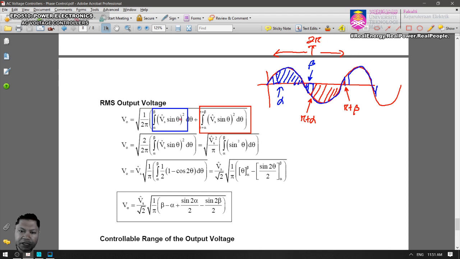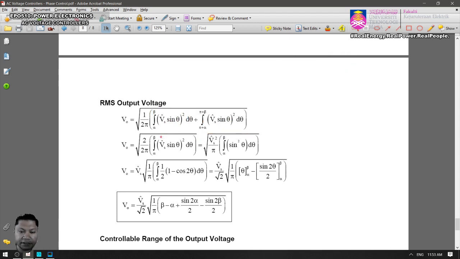Now you can put it as 2 pi. So this is the first integration, and then you have the second integration, V peak squared sine squared theta. Since it is a similar integral, you can combine them, so it becomes 2. It is sufficient to only evaluate one integral, and then you have twice of that. So that gives you that. Finally, you find that the RMS of the output voltage equals V peak over 2 square root 2, times the square root of 1 over pi, bracket beta minus alpha plus sine 2 alpha over 2 minus sine 2 beta over 2.